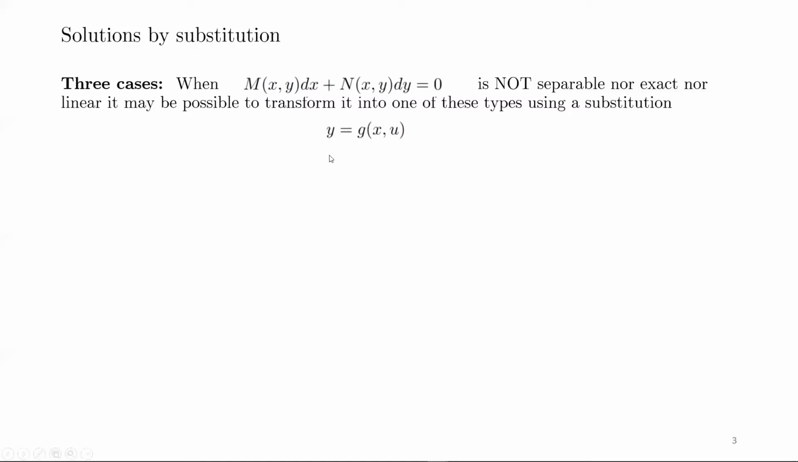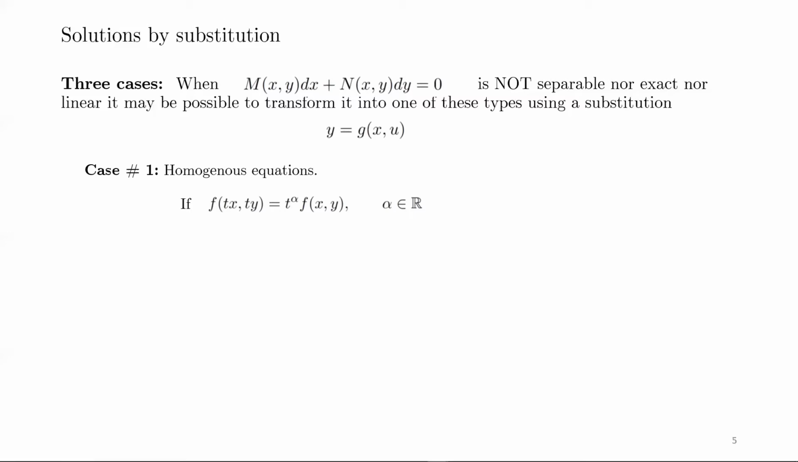So we're just going to take our dependent variable y, and transform it into some function of the independent variable x and some new substitution variable u. We're going to look at 3 cases here. The first case is homogeneous ODEs.